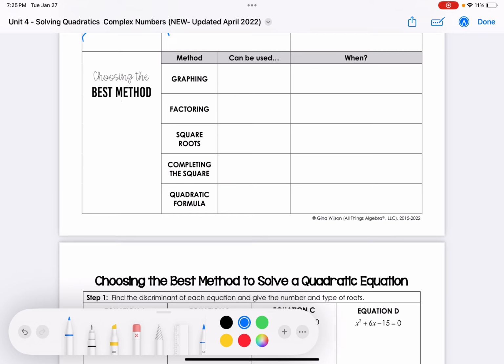As I just mentioned, we have learned about 5 different ways to solve quadratic equations. So today I want to focus on when these can be used and when's the best time. How do I know when is the best time to use each of the methods? Graphing can be used sometimes. Not all scenarios are you going to be able to solve with graphing.